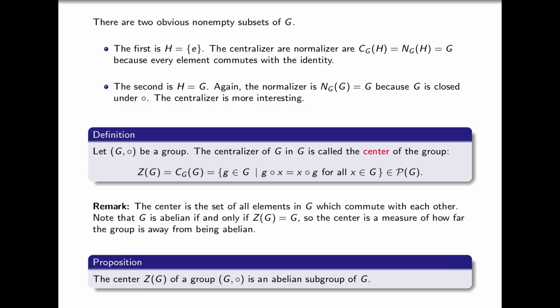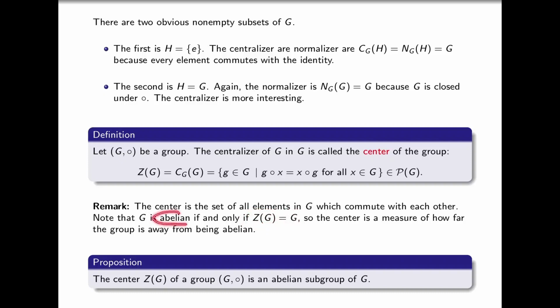And there is a notion of this known as the center. The centralizer of G in G is called the center of the group. It's the set of all g's in G such that g circle x is equal to x circle g for every single x in G. Something to observe is that the center of G is exactly equal to G when the group is abelian.